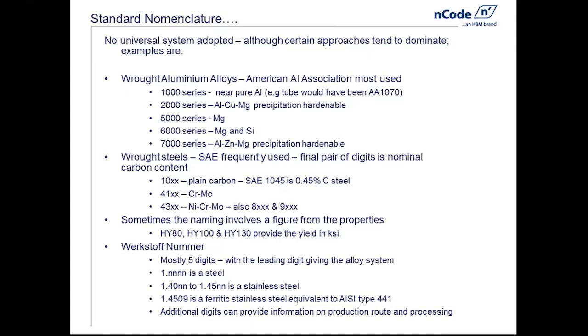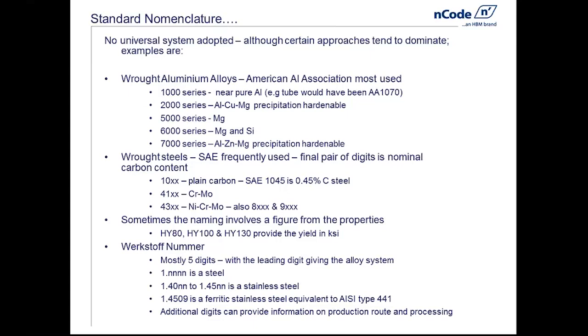Wrought steels, again, it's an American description that is frequently used. It's the SAE, and this is nice and logical in that it has one as the leading digit for plain carbon, and then the first two digits give you the alloying content. The final two digits give you the carbon content, so you can see at a glance, which is great. Sometimes the naming involves a figure for the properties, and in this case it's the yield in KSI, HY80 through to HY130.